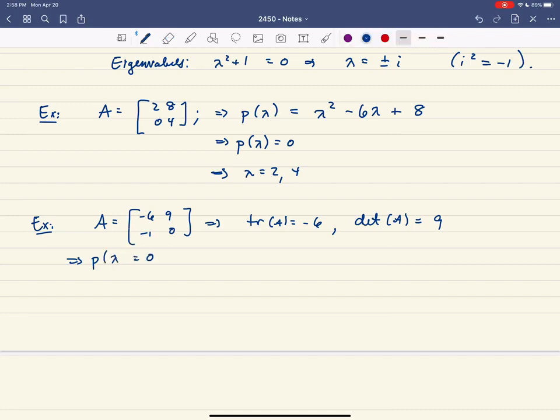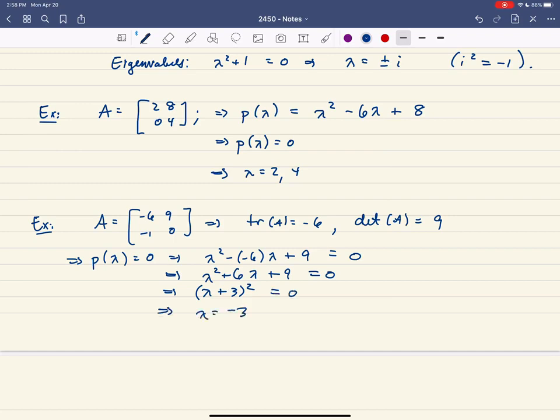what we would get would be lambda squared minus the trace of A times lambda plus the determinant of A equals 0. In other words, lambda squared plus 6 lambda plus 9 is 0. And so we end up with (lambda plus 3) squared being 0, or our solution is lambda equals -3. I want to add that this is a solution of what we call multiplicity 2. What this means is that lambda equals -3 is a solution twice.